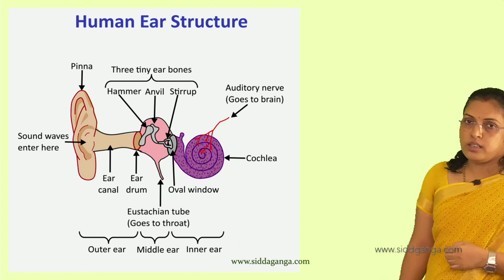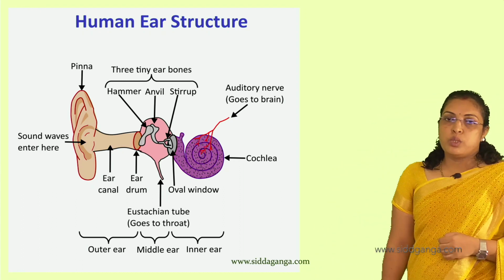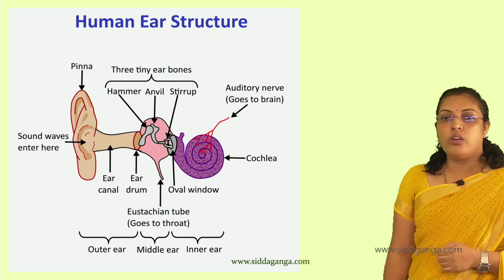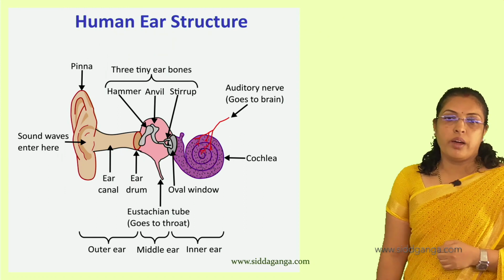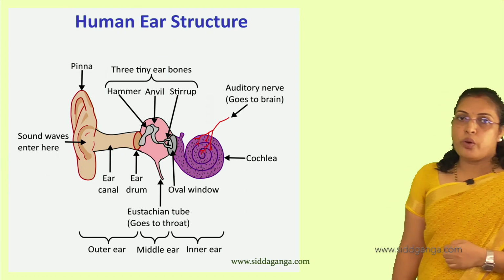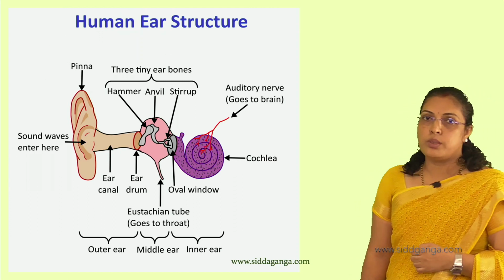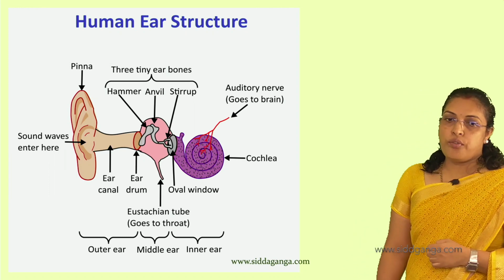Then human ear structure. In the ear we have two parts, the vestibular part and the cochlear part, but in this diagram they have not given the vestibular part, only the cochlear part. The cochlea is mainly responsible for hearing and the vestibular part is mainly responsible for balancing. So this is the structure of the ear.